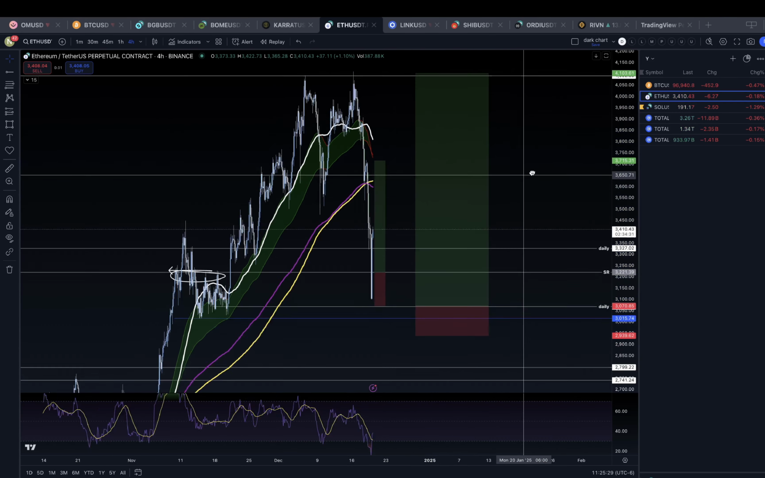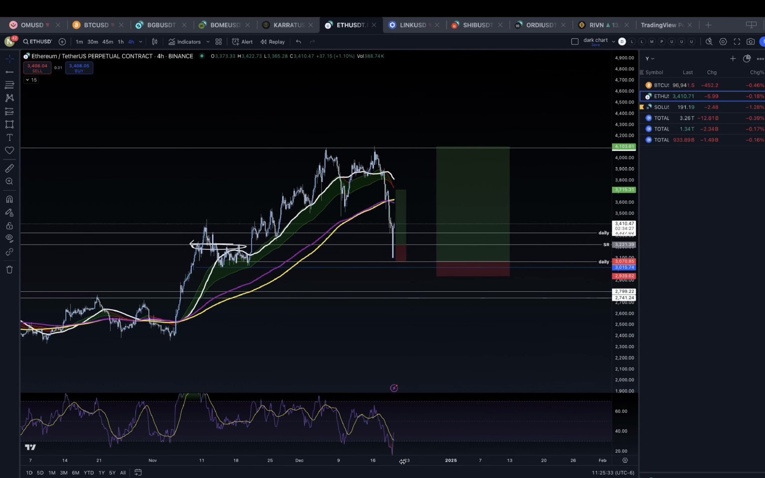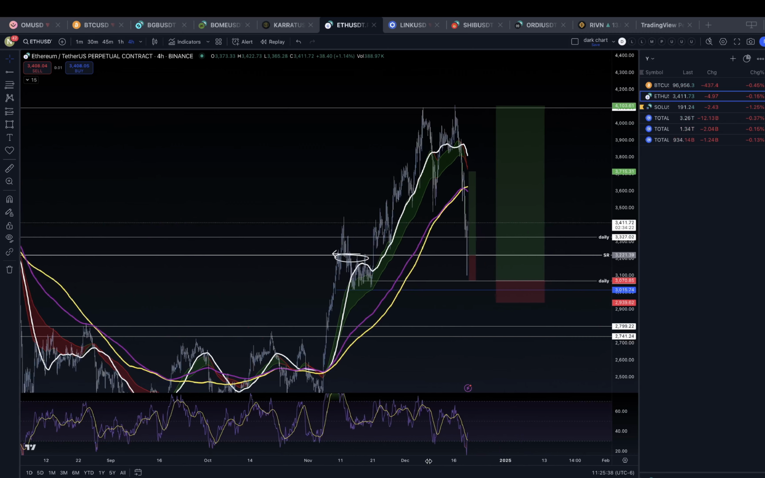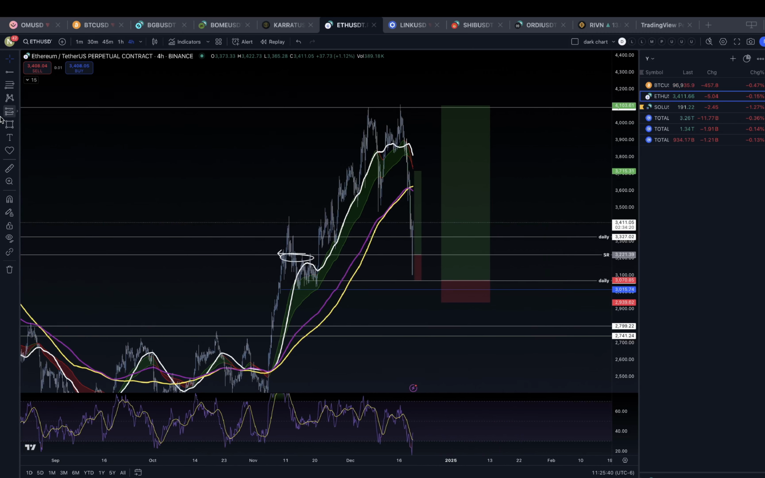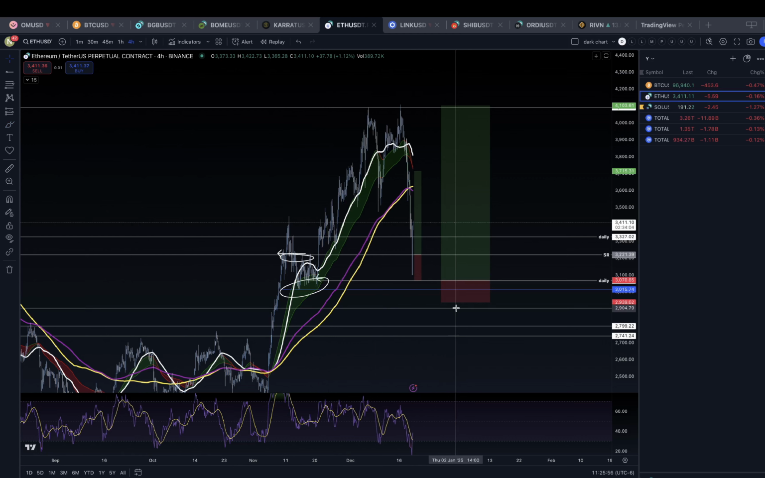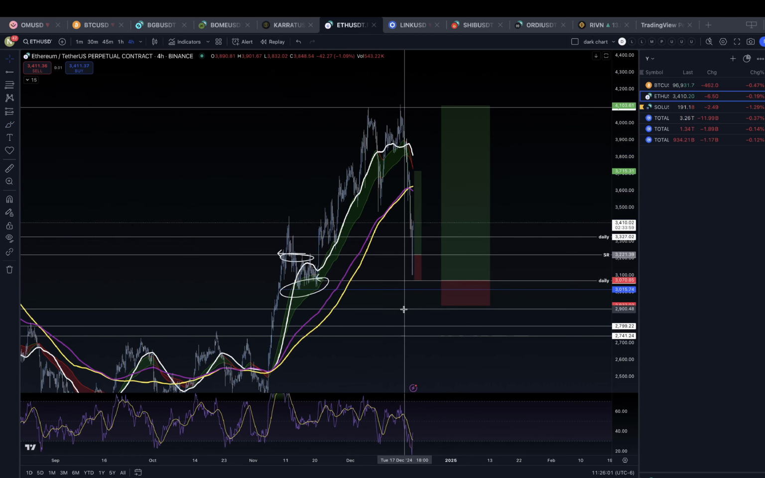Higher time frame wise, I see a lot more confluence coming in at about 3,000 bucks on ETH. Overall, I would really like to see this liquidity run here on Ethereum. I could even consider this whole zone here. If I can draw, sorry, this whole zone there, I would be interested in taking this as a potential swing long.